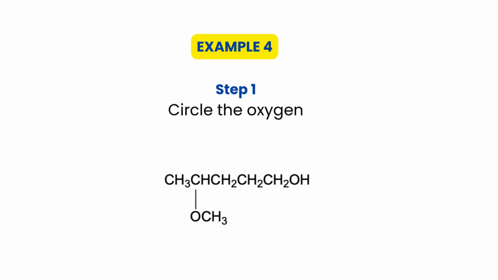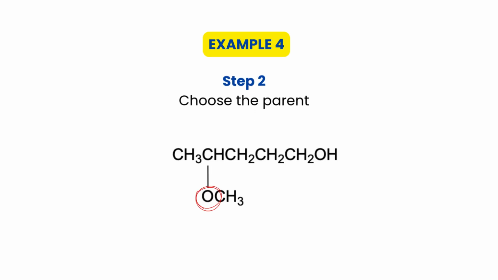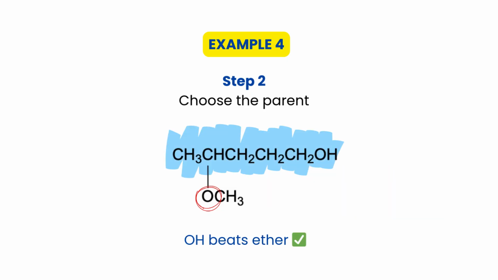Now let's look at something a bit more advanced. In this example, when you circle the oxygen, you'll notice there are actually 2 oxygens. Now the real question is, who's the parent? Here, the OH group has priority, so the alcohol chain becomes the parent compared to ether.